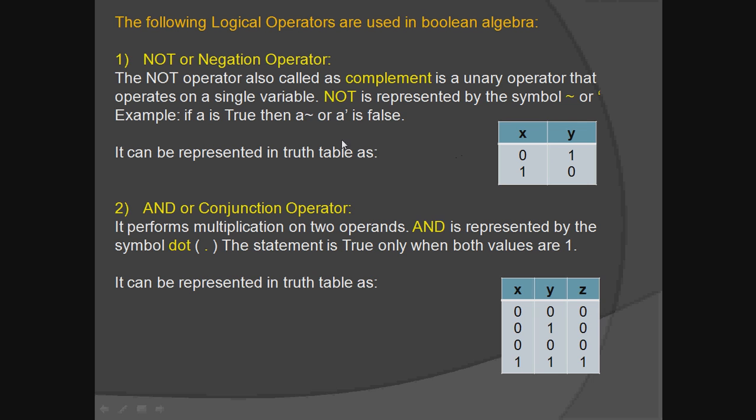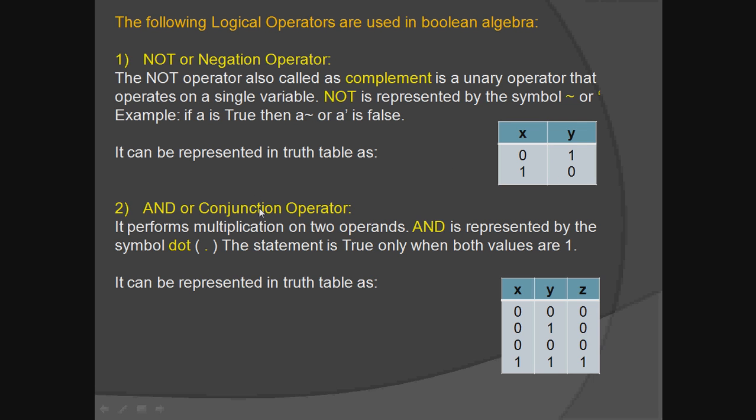That can be represented in a truth table as, suppose these are the two variables, so if the value of x is 0, then y will store the value 1, and if x is 1, then y will store the value 0. Or it can be represented in this format: if this is a and this is a not, then if a is 0, the negation of a will be 1, or if a is 1, the negation of a will be 0. So, opposite.